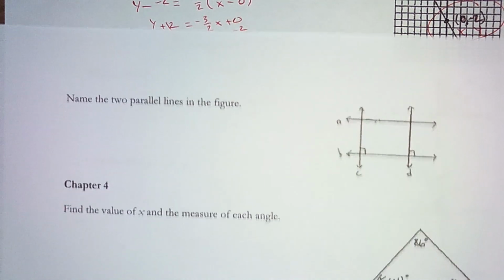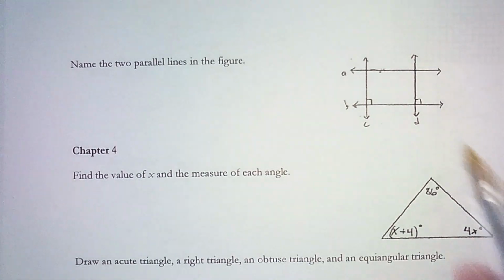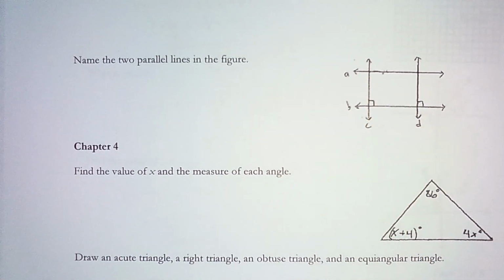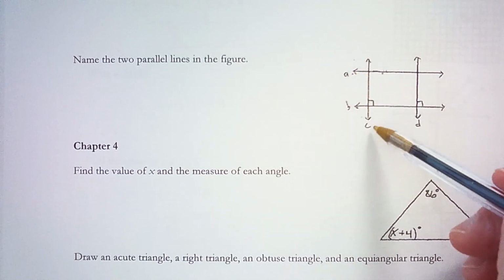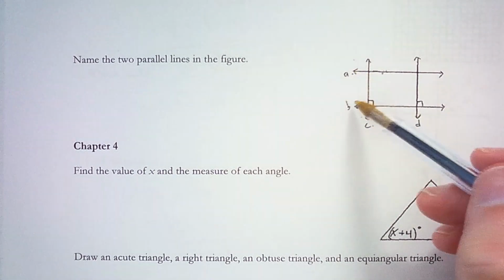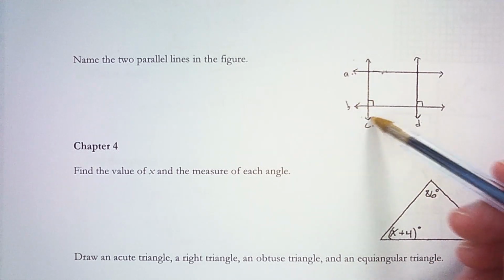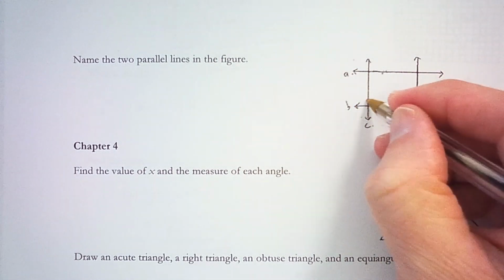Our last problem just asks us, in this figure here, which lines are parallel? A, B, C, and D. Two of those are parallel to each other. Which ones? Now I can tell you A is not parallel to C or D. B is not parallel to C or D. It's either A is parallel to B or C is parallel to D.